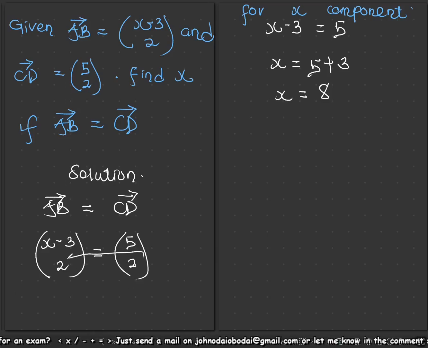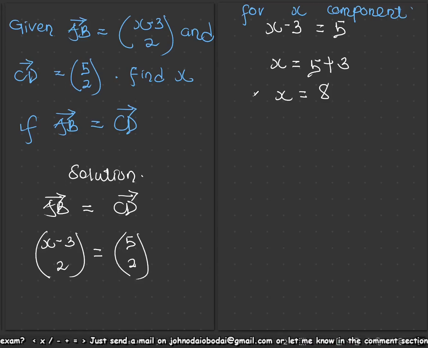For what you have here, it already says 2 is equal to 2. There is no variable to solve there. You see? So therefore, our x is equal to 8, and that is it. All we are trying to do here is to apply the concept of equality of vectors. Let's solve one very last question, then that'll be it.